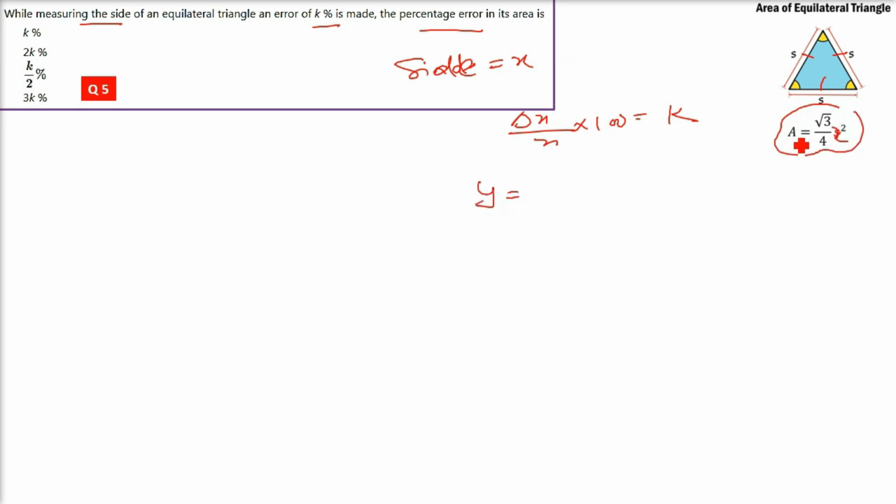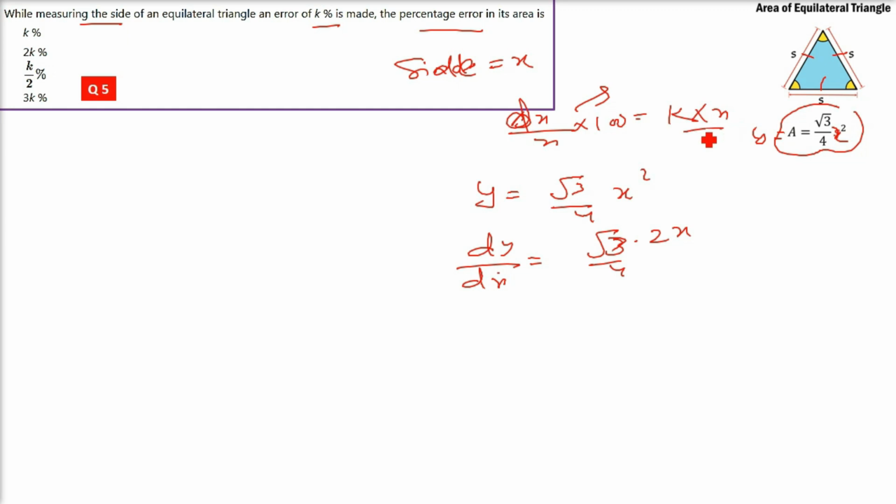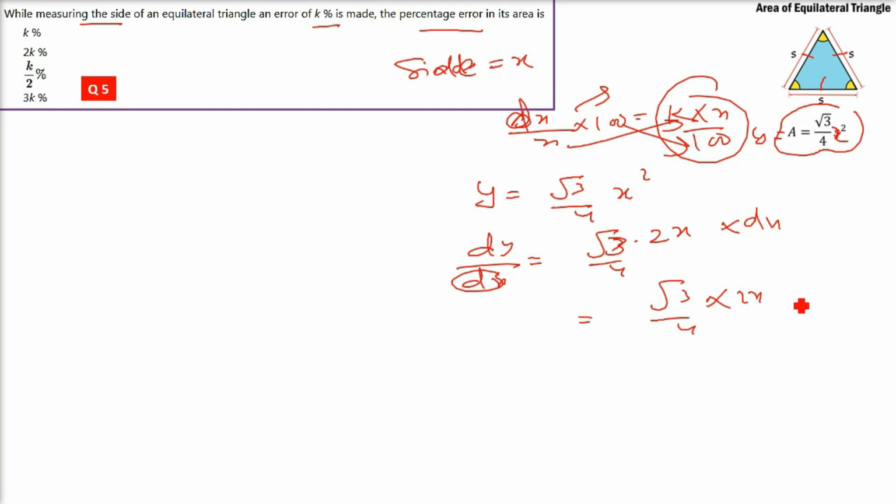Let us call this y. y is equal to root 3 by 4 x square. dy by dx is root 3 by 4 times 2x. Don't cancel 4 and 2 as of now. delta x, or dx, can be computed from here: x goes up, 100 goes down. So it's kx by 100 in place of dx. So dx goes here, and in place of dx I am replacing it by kx by 100. So root 3 by 4 into 2x into kx by 100.